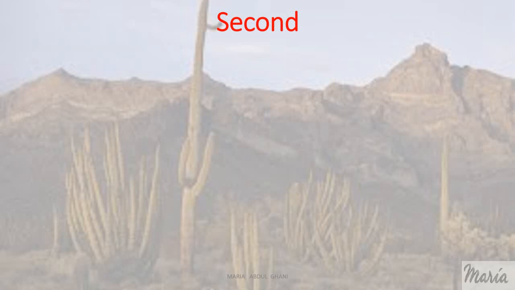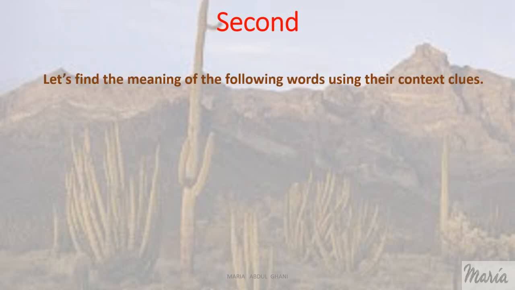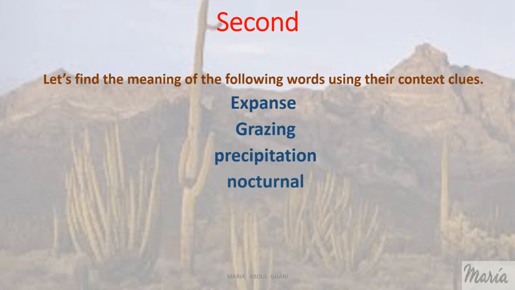Second, let's find the meaning of the following words using the context clues. Expanse, grazing, precipitation, nocturnal, thrive, shrubs, barren.